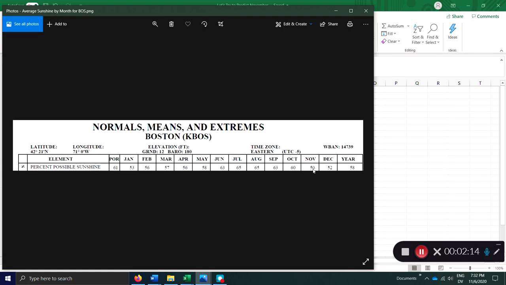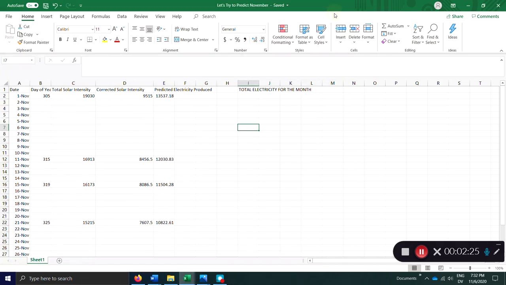That means 50% of the total amount of sunlight you could get if it was totally sunny every single day. Well, it's not sunny every single day in November, and on average, you only get half of what we'd normally get. So that's what I've done here. I've taken my total solar intensity and corrected it by dividing it in half. And then how do you predict how much electricity is going to get produced? You use your prediction equation.